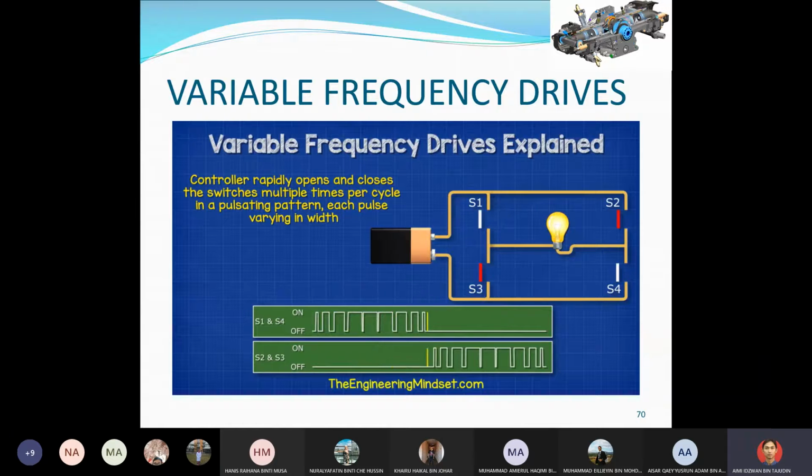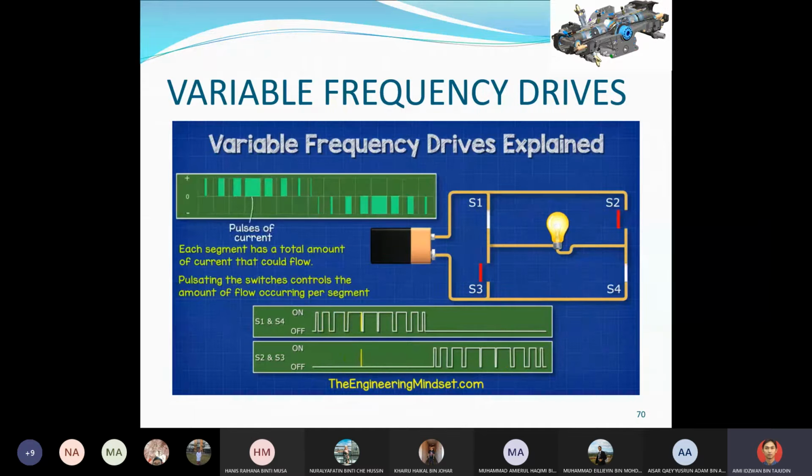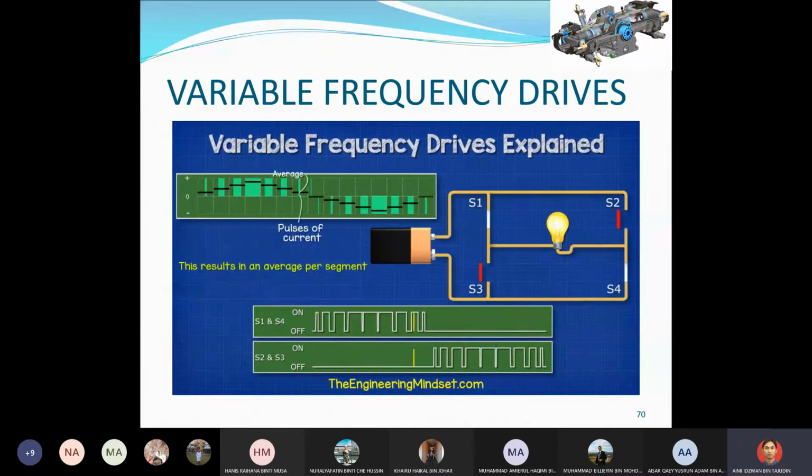What we do is use a controller to rapidly open and close the switches multiple times per cycle in a pulsating pattern, each pulse varying in width. This is known as pulse width modulation. The cycle is broken up into multiple smaller segments. Each segment has a total amount of current that could flow. But by rapidly pulsating the switches, we control the amount of flow occurring per segment.